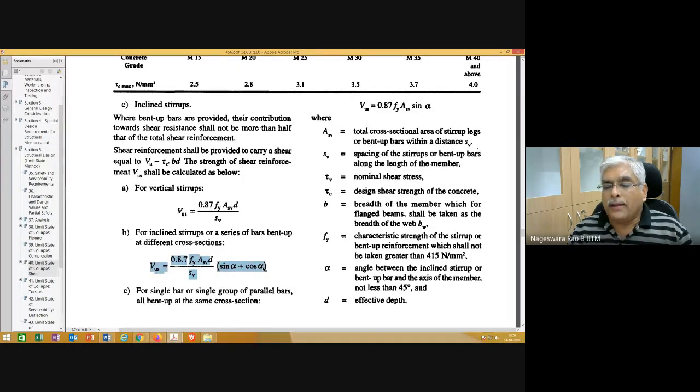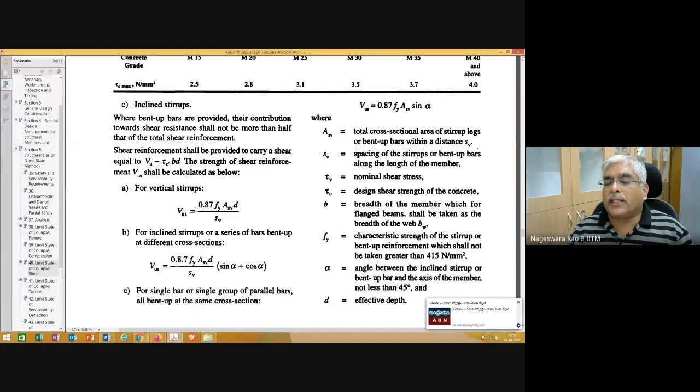Okay. And what is this alpha? Make a note: it is the angle between the inclined stirrup or bent up bars and the axis of the member, and it shall not be less than 45 degrees. That you keep in mind.